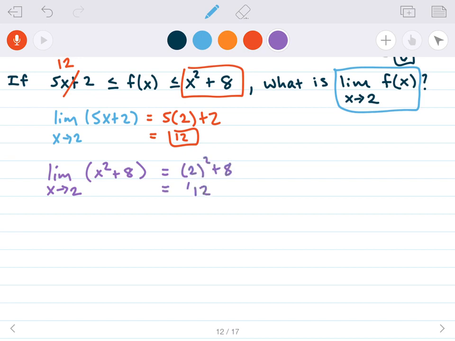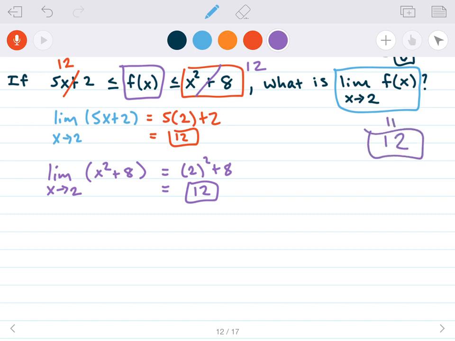And that's also going to give us 12. So since the limits of the function on either side are the same, the way you can think about this is that the thing being sandwiched in, the limit as x goes to 2 of f of x, is also 12. Okay, so that's kind of how the sandwich theorem works.